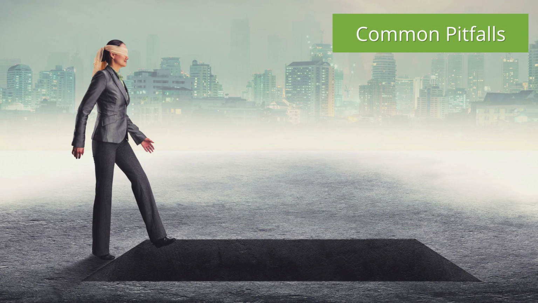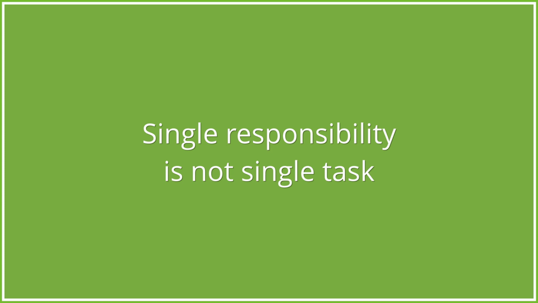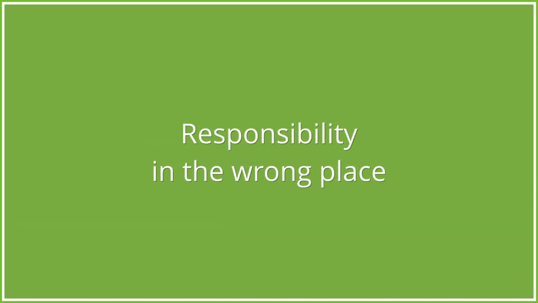As you start separating things into classes, you might make some mistakes. One of them is to make every class do only one task. Single responsibility does not mean single task. A postal service's responsibility is to get the letter into your mailbox. That involves many tasks, such as collecting the letters from their point of origin, sorting them, and putting them into the appropriate mailboxes. You might also put a responsibility in the wrong place.